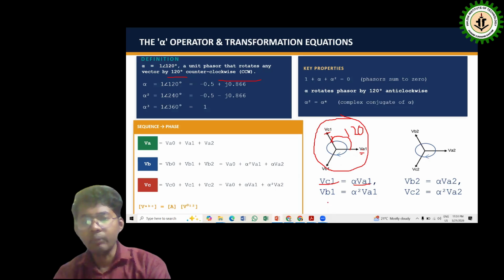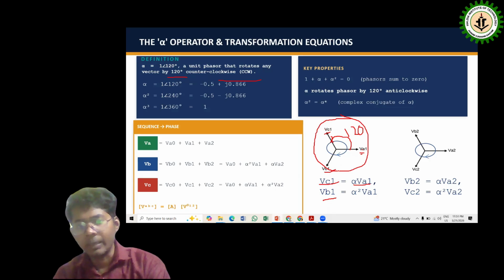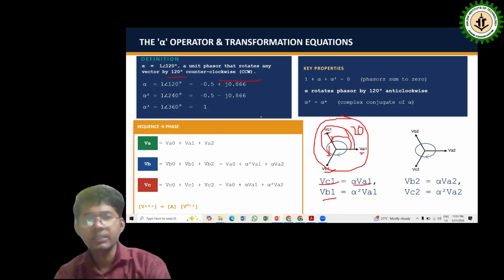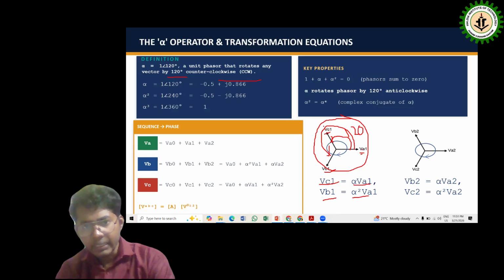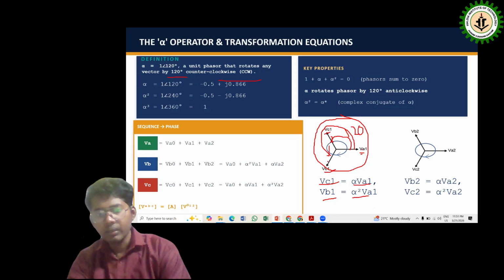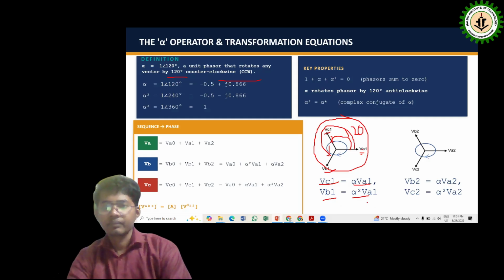Same way, how can we write VB1 in terms of VA1? How can we reach VB1 in anti-clockwise direction? If we move 120 plus 120, that is 240 degree, and 240 means alpha square, which is 1 at an angle 240. So VB1 we can write as alpha square VA1. Understood?